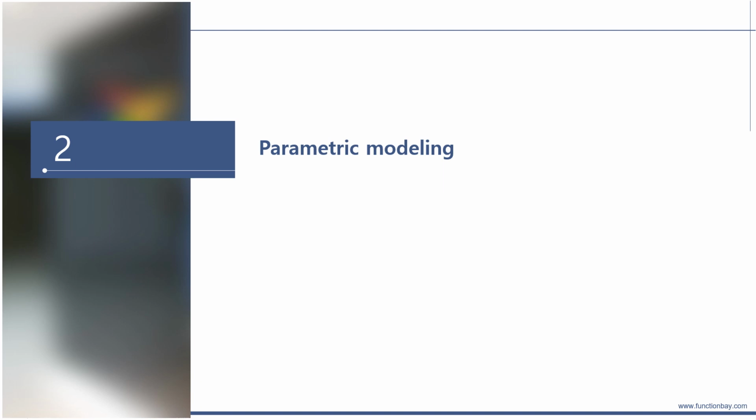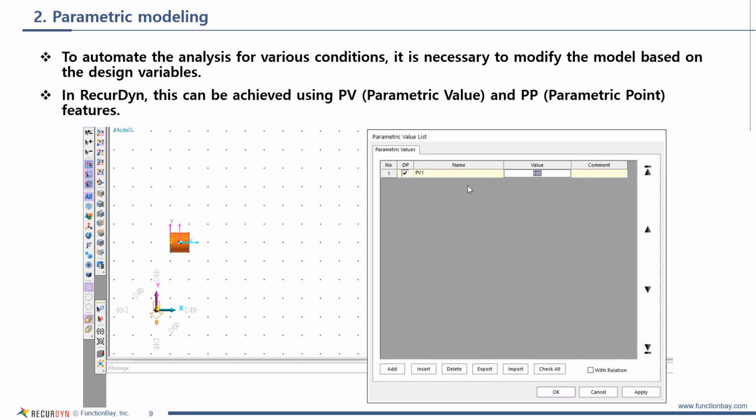First, let me introduce parameter modeling. To automatically perform simulations according to various design options, we need to make the model change based on the design variables. In RecurDyn, this is called parametric modeling, and it can be implemented using parametric values and parametric points.